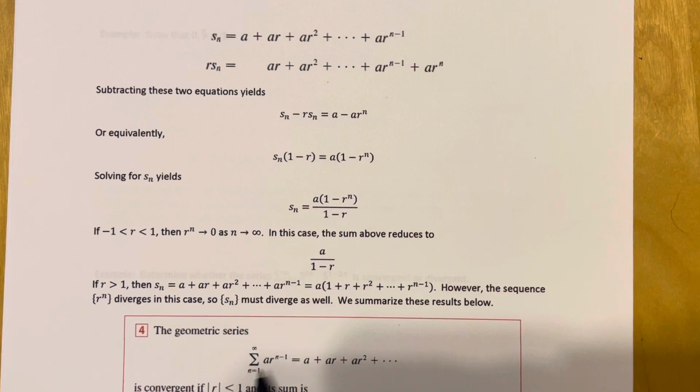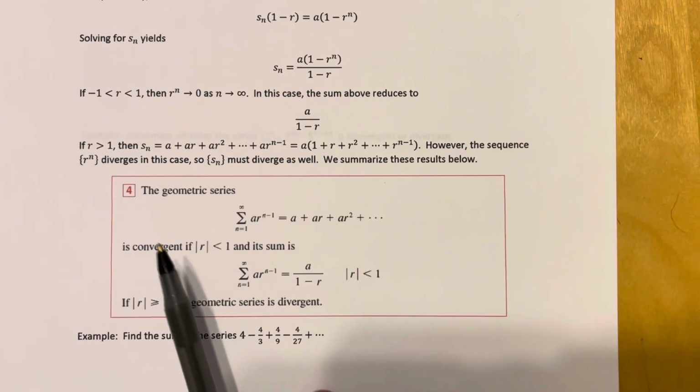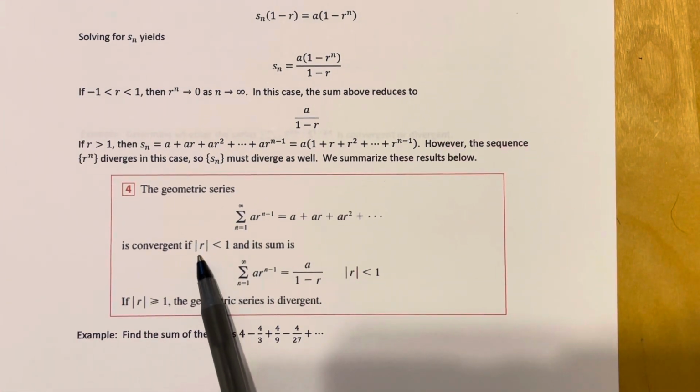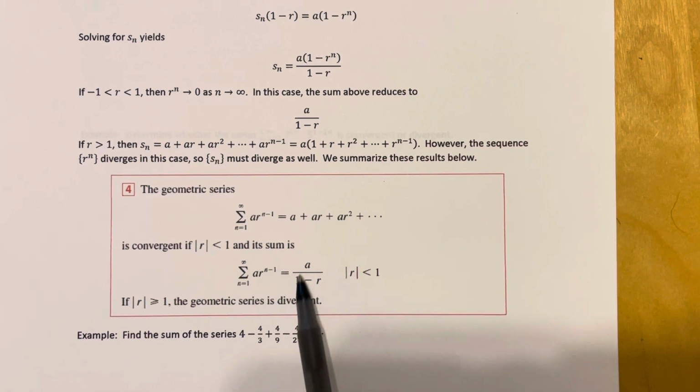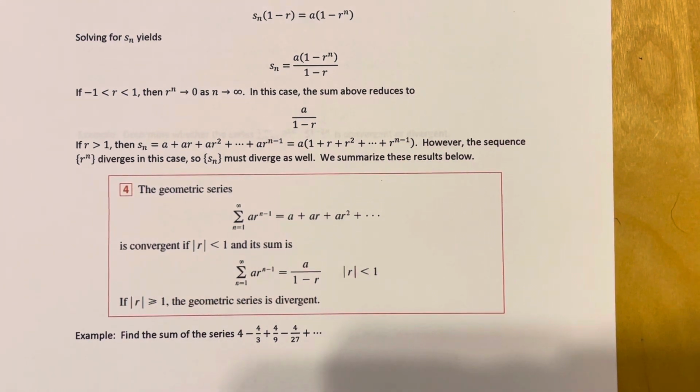And what that tells us is that the geometric series shown here will only be convergent if r is between -1 and +1. Another way of writing that is that the absolute value of r is less than 1. And here's what its sum is. We just figured this out. If the absolute value of r is greater than or equal to 1, then the geometric series will diverge.